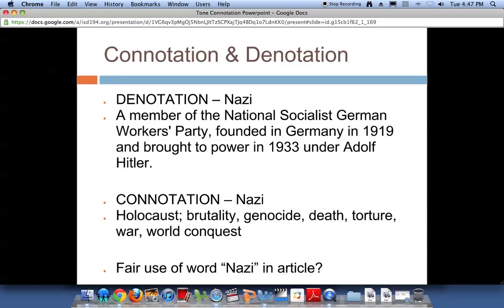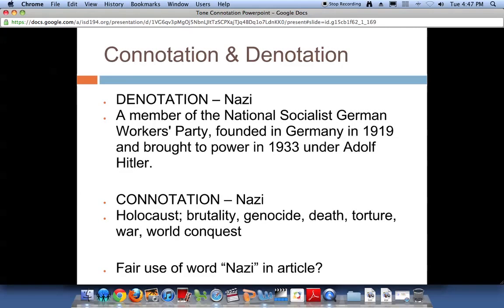Now, that word is a very historical definition of what a Nazi is. It's a classification of a person. It's someone who has membership in a particular political party. But Nazi also has connotation. There's a significant emotion that's associated with it. It's not just the National Socialist German Workers' Party that we think of. We think of the Holocaust. We think of brutality, genocide, death, torture, war, world conquest.